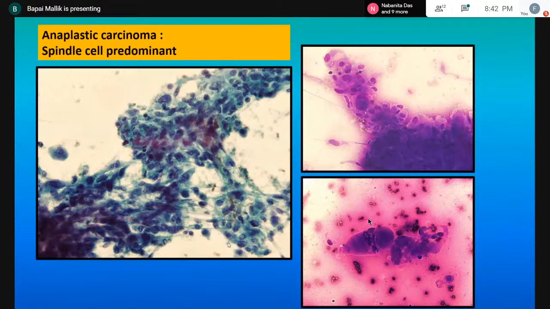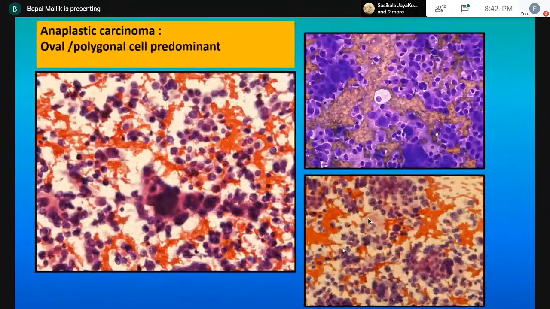It is spindle cell predominant. This is not an official term. This is just a picture. Sometimes you see a lot of spindle cells which look like a sarcoma. Very anaplastic cells. Look at this cell, it's an absolutely monstrous looking cell over here. So that is a spindle cell predominant type. Again, it's not a name. This is just the picture, just to help you understand.